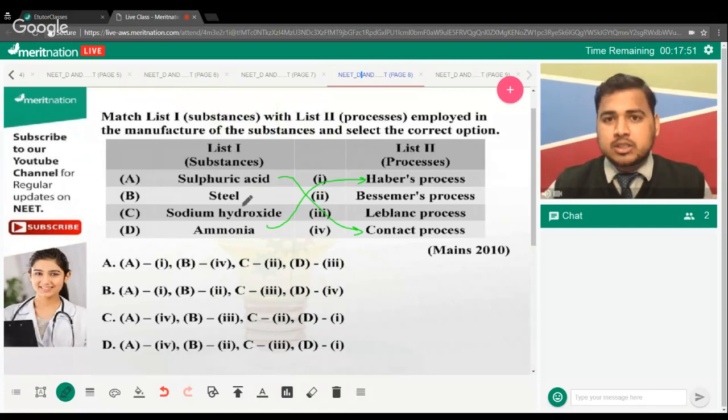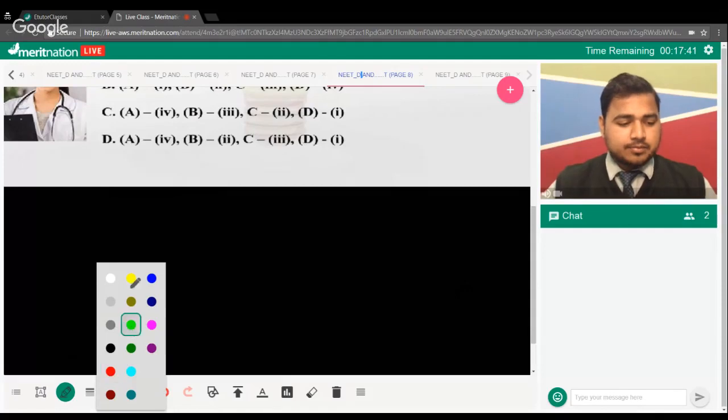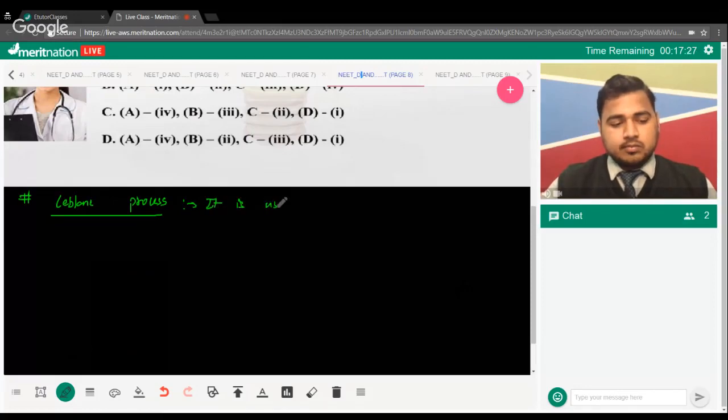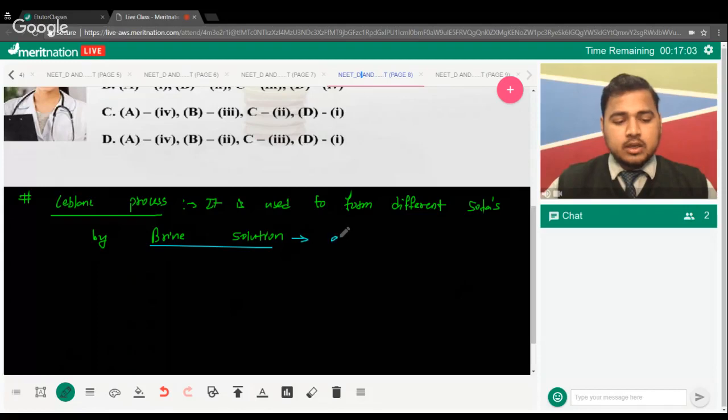Definitely steel will be the Leblanc process, but this is not the correct one, students. Let me explain the Leblanc process. Leblanc process is used to form the alkali soda. It is used to form different sodas by brine solution. What is brine solution? That is the aqueous NaCl.